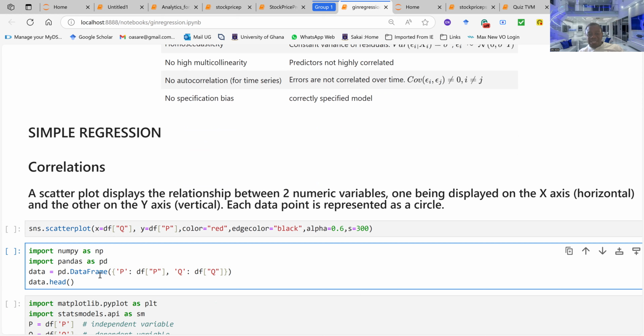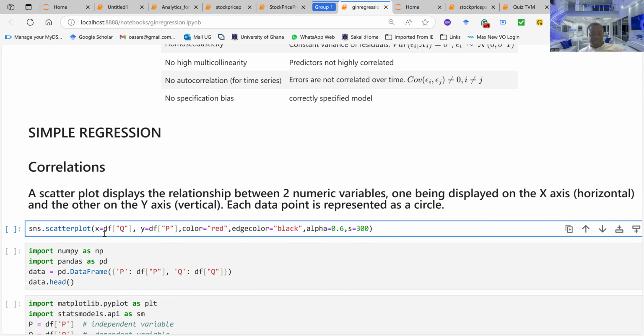I'm going to create a new data set for this simple regression. So I create a data frame, and I only want to pick P from the DF data and then Q from the DF data. So I'm creating a new data frame called data from the DF data frame. And I've called it data. I can run this to show the head of the data. Let's see. By the way, let me show you the scatter plot first.